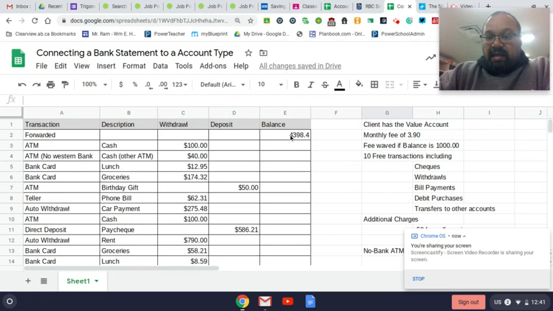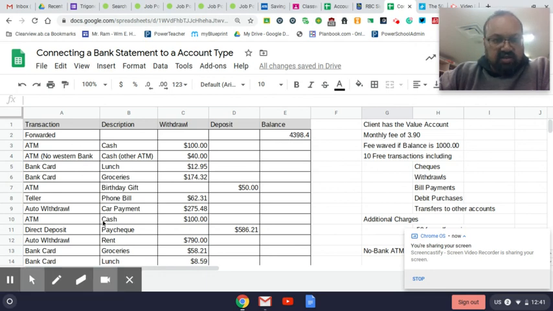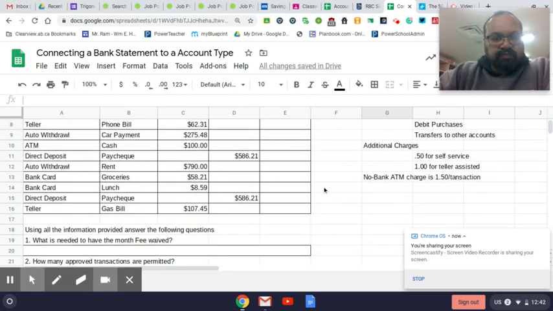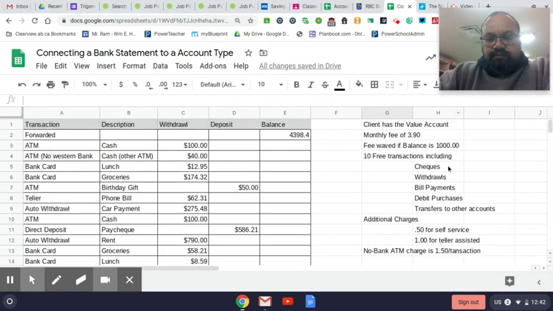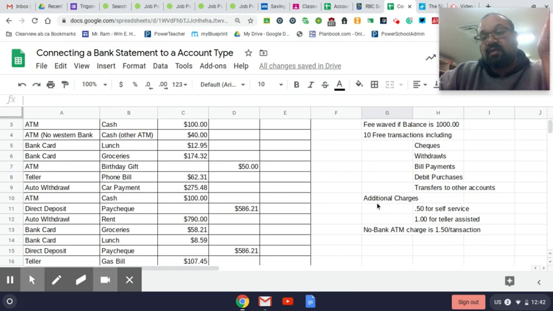It shows you the balance coming in, a number of transactions of money going in and out of the account. But more importantly, on the side here, it actually shows you what the bank account includes and doesn't include. There's a monthly fee. The fee is waived if there's a certain minimum balance, how many transactions, additional charges, and what it looks like. So now what you have to do is take this information and answer some questions about the bank account and determine what the final balance is for this client.